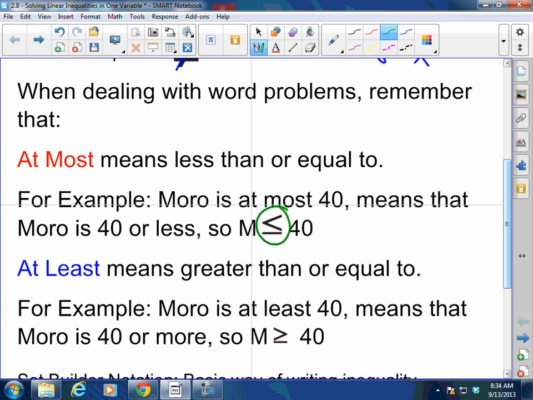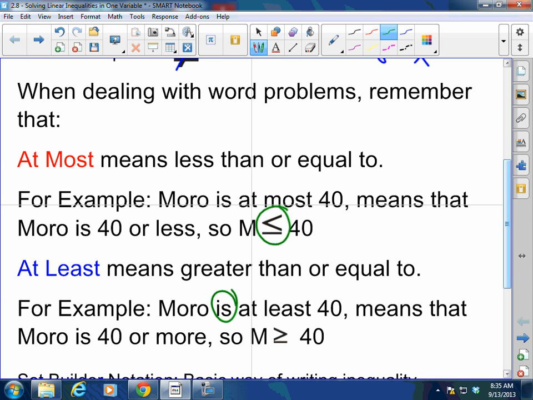For example, Moral is at least 40. Okay? At least 40. That means that his minimum is 40, and he goes older than that. Does that make sense, guys? You guys here in the room, you are at least 14. That means you're 14 or older.